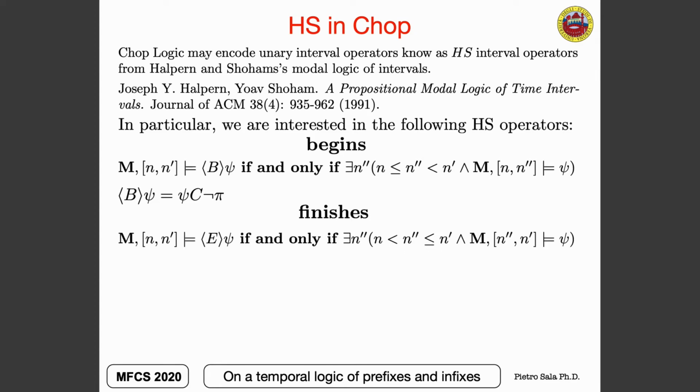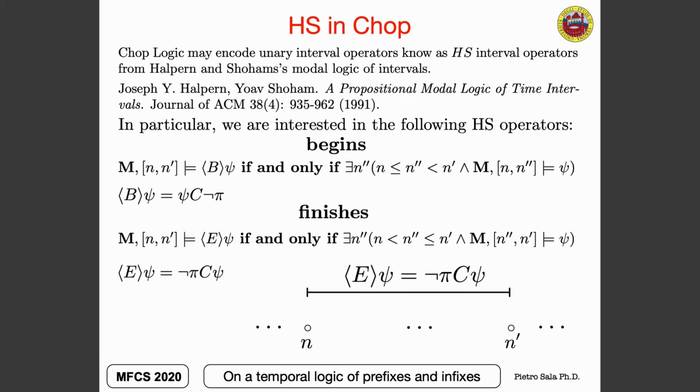Same for E, which is the finishes operator. It says that E of psi holds over an interval if there exists a suffix of the current interval where psi holds. This is the extreme case in which psi holds exactly at the end of the current interval. The more general case is when you take a point in between and make psi hold on the right-hand part.